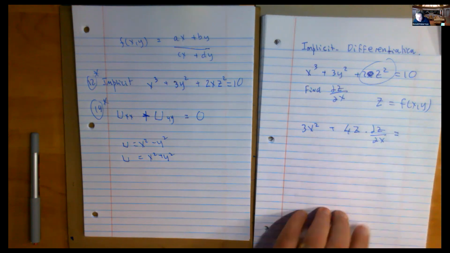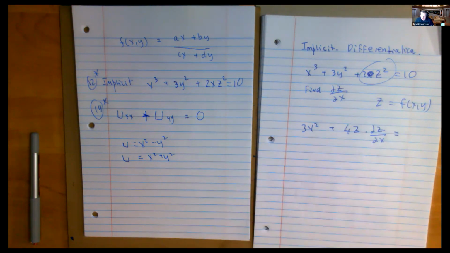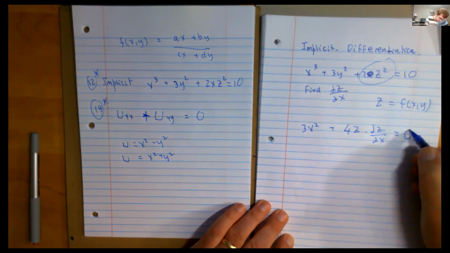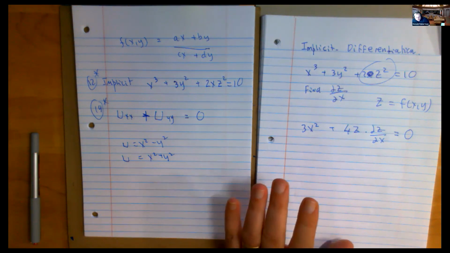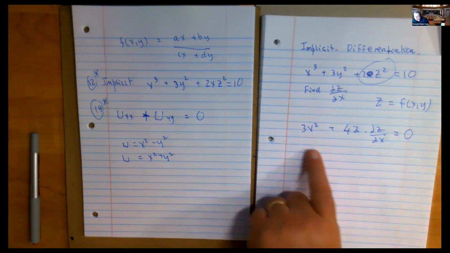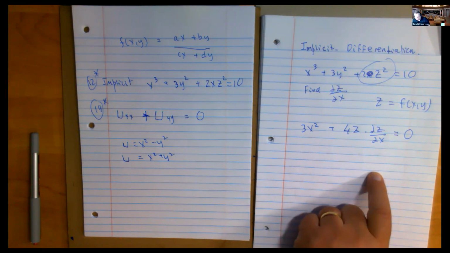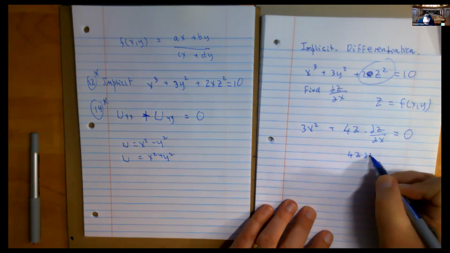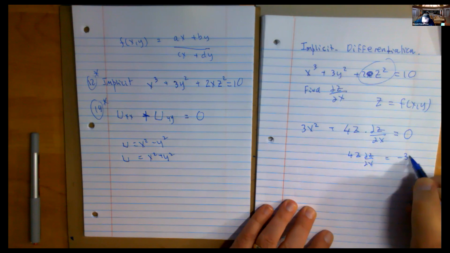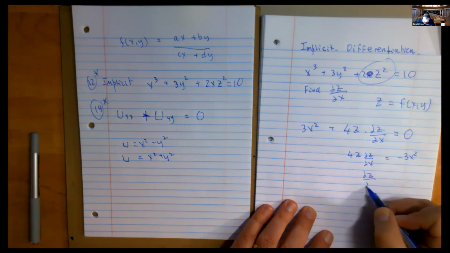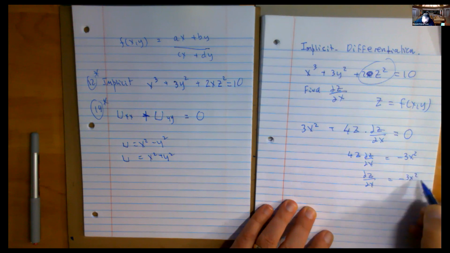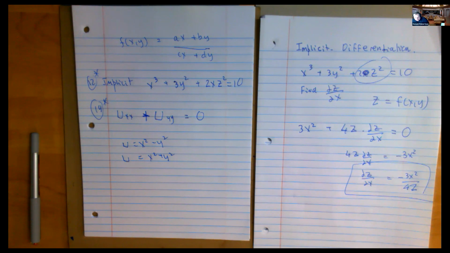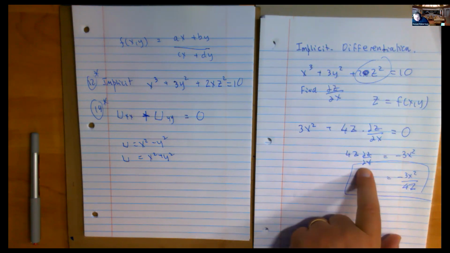Now, what is the partial derivative of 10 with respect to x? 0. Now, I know it's a long time ago, but when you did Calc 1, didn't you then have to take this and solve for dz by dx? So that's all I'm going to do now. I'm going to subtract 3x squared from both sides. I'm going to then divide both sides by 4z. And there is the partial derivative dz by dx.